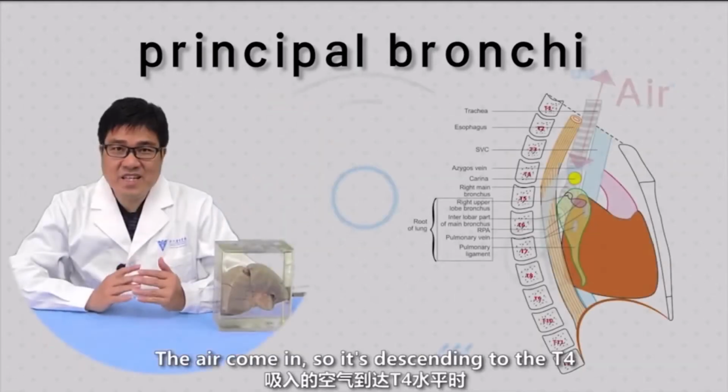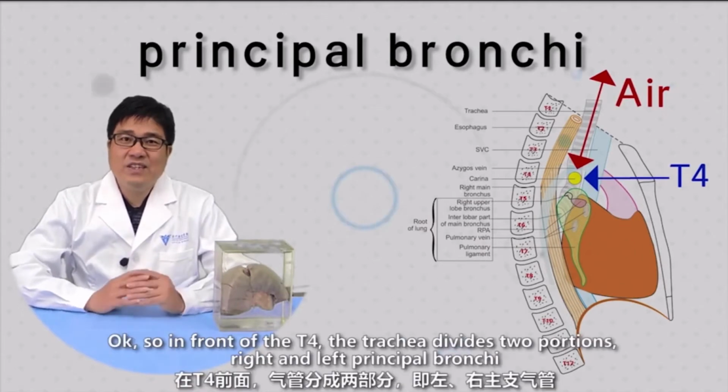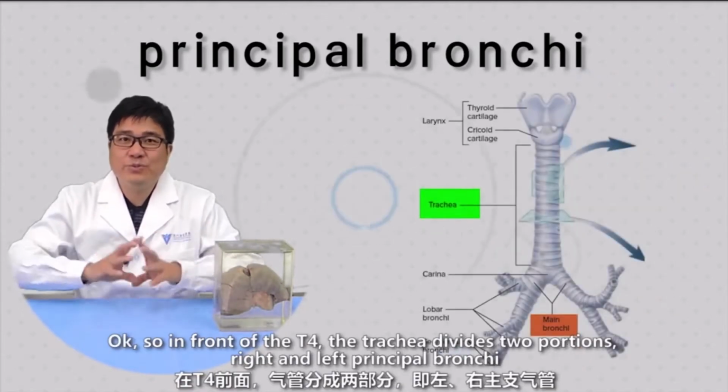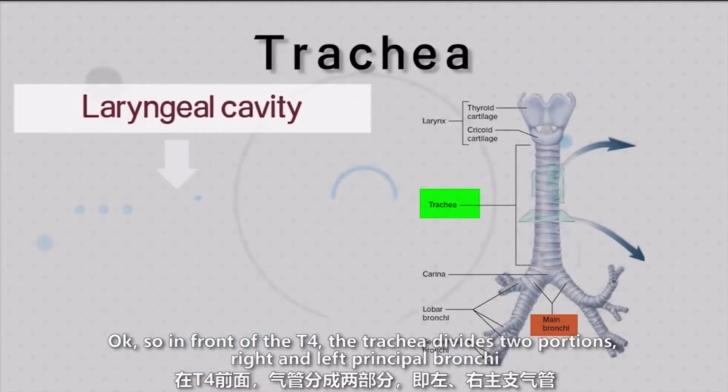The air coming in descends to T4. In front of T4, the trachea divides into two portions, the right and left principal bronchi.